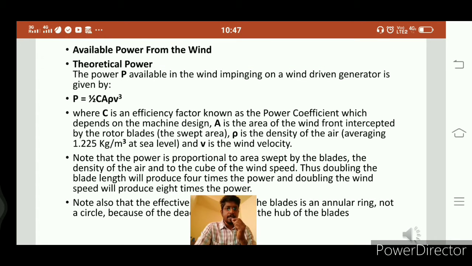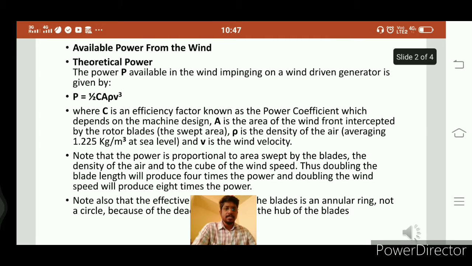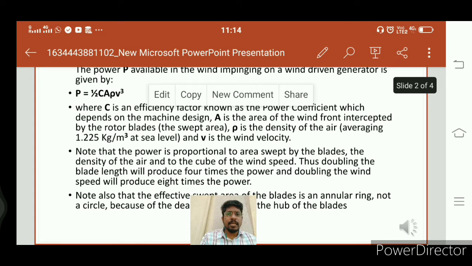Here in the display, one equation is shown, that is P equals half C A rho V cube. This equation is called the wind power equation. Here A is the area, rho is the air density, V is the wind velocity. So P is directly proportional to the swept area. The swept area is directly proportional to the length of the blade. So we can say the power derived from a wind turbine is directly proportional to the length of the blade. So the blade plays a very important role in the wind turbine operation.